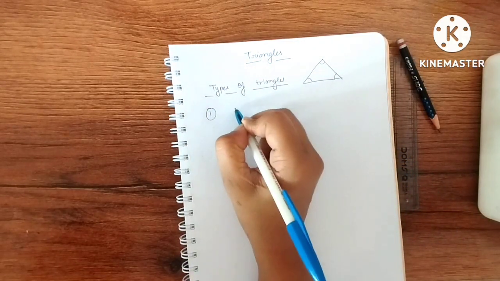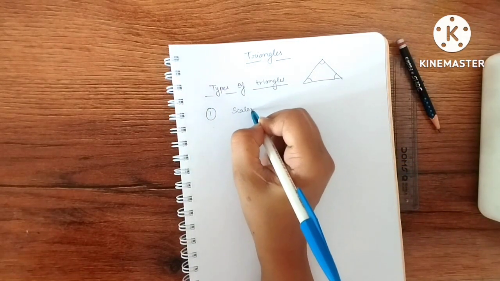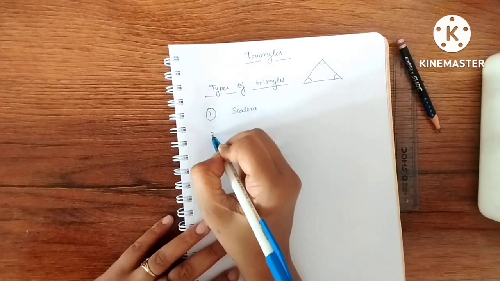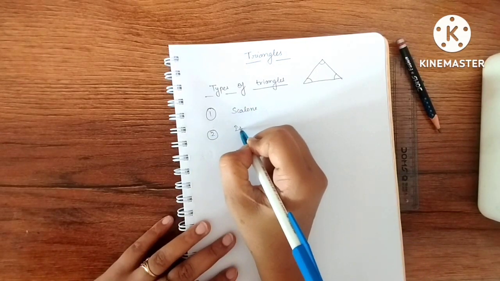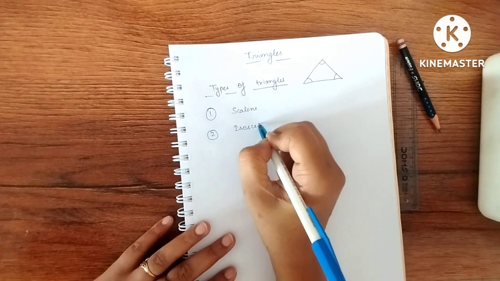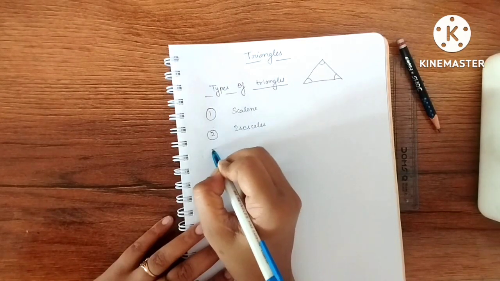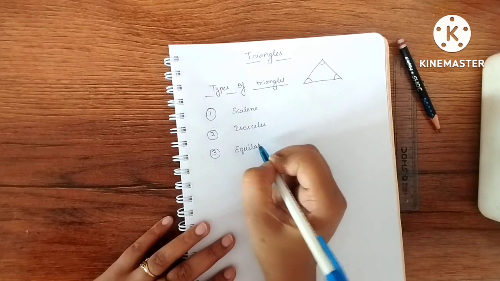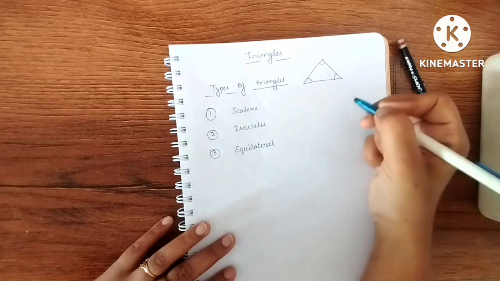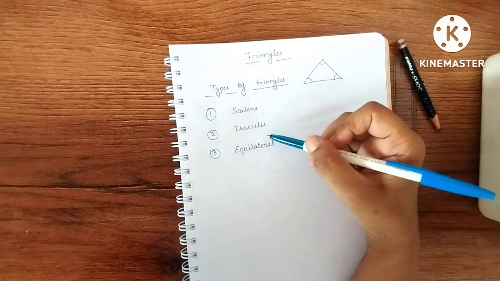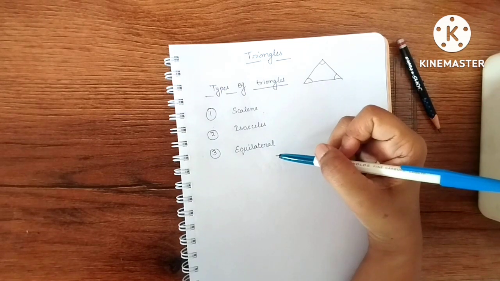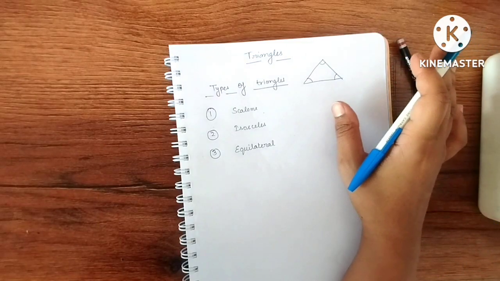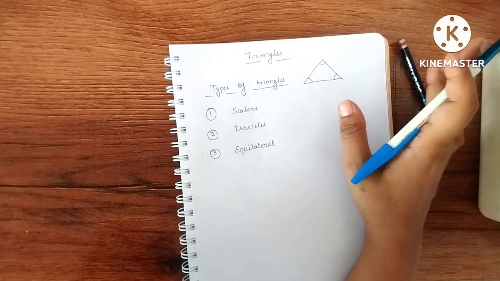The first one is scalene. The second one is isosceles. And the third is equilateral. Scalene, isosceles, equilateral. Scalene. For making a triangle we need a scale.